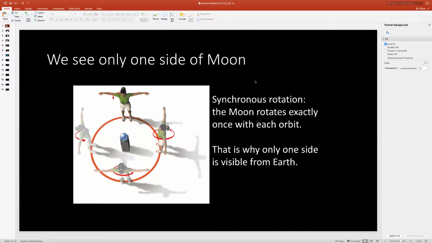So, if we look at this diagram here, we have a girl rotating as she walks around this circle. If she rotates exactly once every time she goes around that circle, then she keeps in sync, right? And so we only ever see her front, even though she's rotating. So that's why we get to see those same features on the moon all the time.